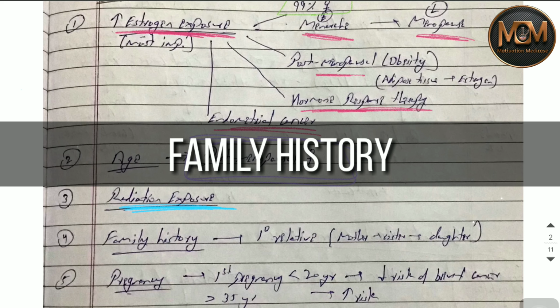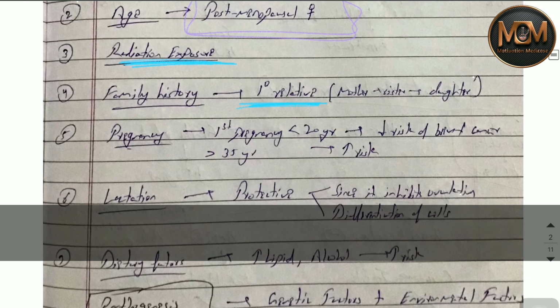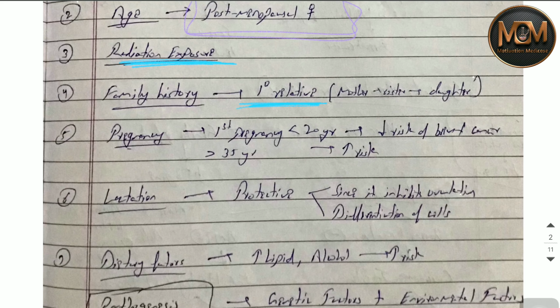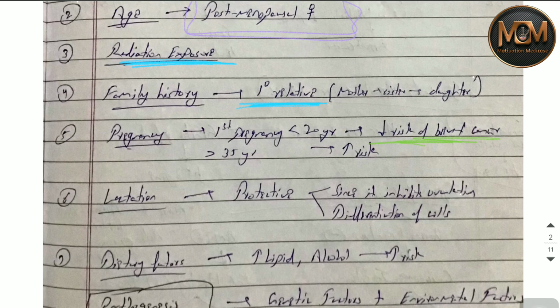If breast cancer is present in a primary relative, a first-degree relative, like if in a female her mother or her sister or her daughter has breast cancer, then it can be transferred. The next point is pregnancy. If the first pregnancy occurs before 20 years of age, that's a good thing. That will decrease the risk of breast cancer. But if the first pregnancy occurs after 35 years of age, guys, then it is going to increase the risk of breast cancer. So this is about pregnancy.